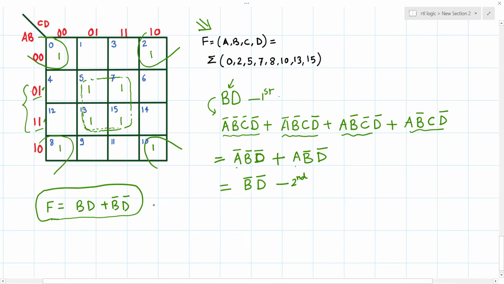Okay, so I hope you found this model useful and understood how we can use the K-map to simplify the four variable function, and that is how it looks.